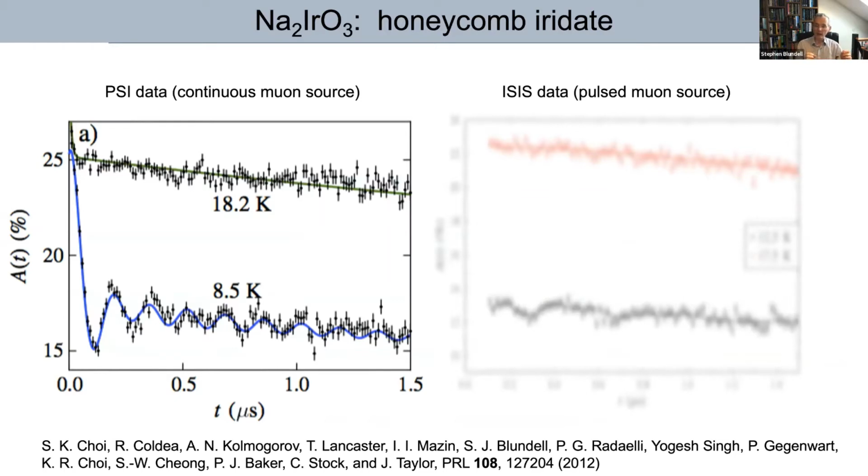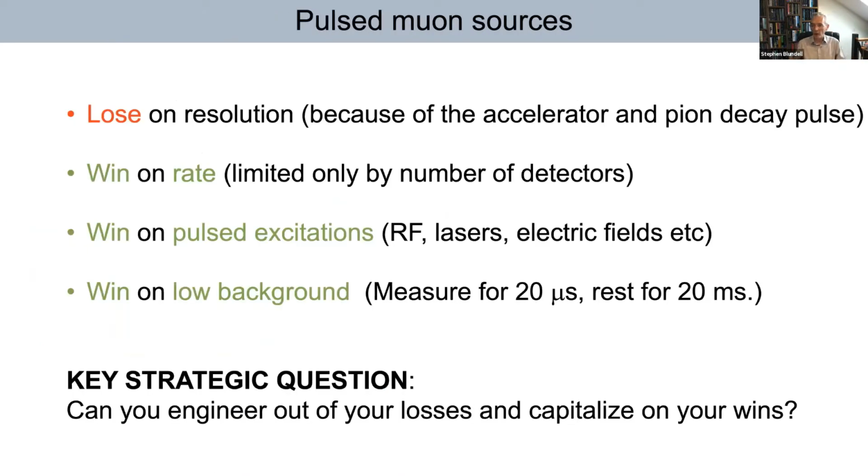And this comes about due to the fact that the pulse that is producing the muons from the accelerator has a non-zero width. It's not a delta function. And also, there's a contribution from pion decay, and this also contributes to the width of the pulse. And so continuous sources like PSI or Triumph have a great advantage over pulse sources. So why do we need pulse sources? Well, we lose on resolution because of those features, but we win on a number of other things.